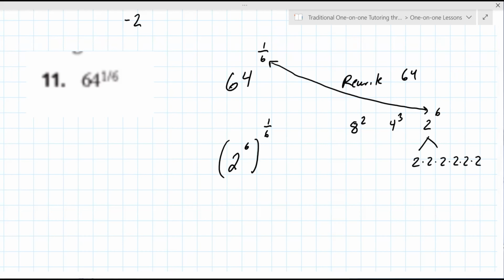All right. Move on to number... Oh, sorry. So we actually have to do this one. So 6 times 1/6, the exponents, because they match, it just becomes 2 to the power of 1, which is just 2. Yeah. They should work out nicely most of the time.